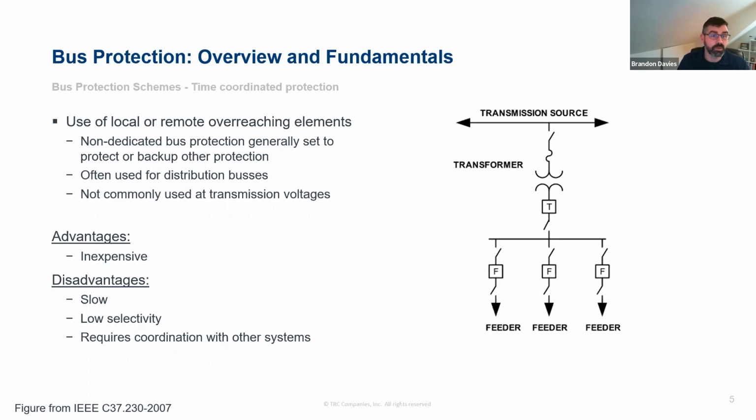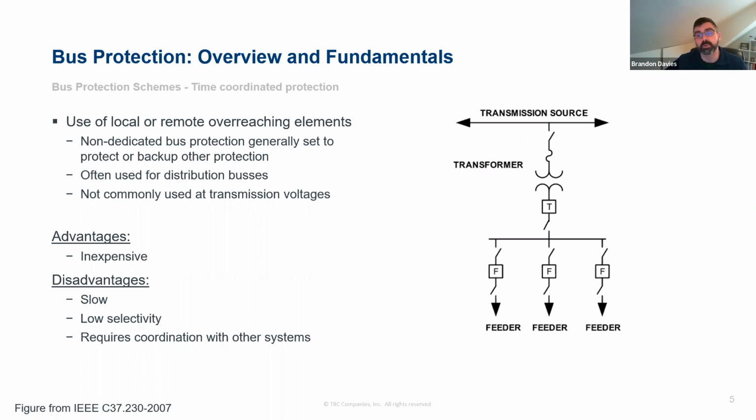We'd use those with a time delay to coordinate with other protection, typically on distribution buses. So this could be a 12 kV bus or a 4 kV bus, something like that is where you most commonly see this approach applied, though I've certainly seen it applied at higher voltages as well.